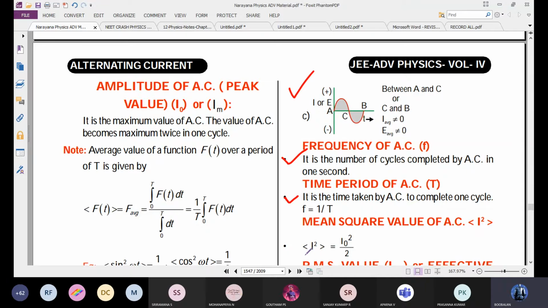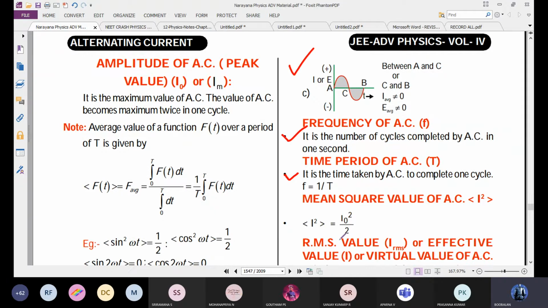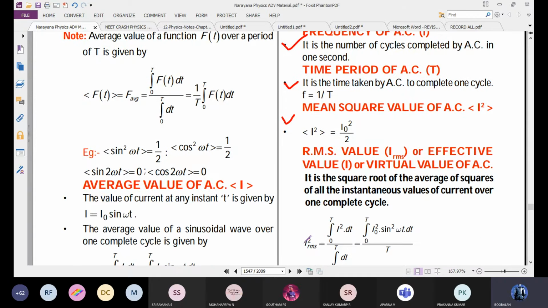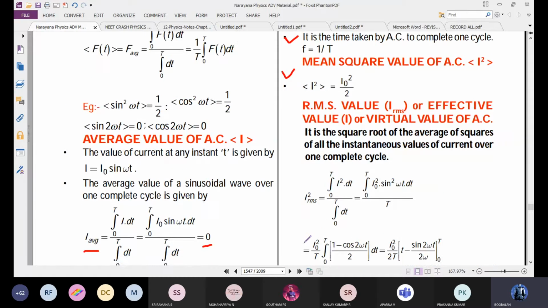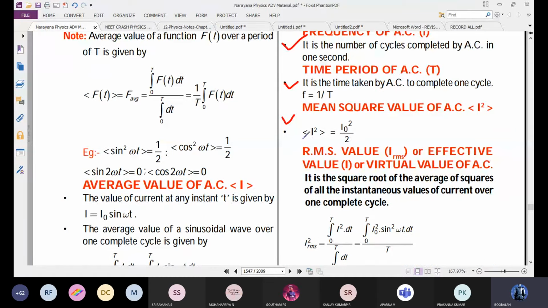This symbol means mean square value. So the mean square value is equal to I naught square divided by 2. We discussed that one in the morning. So I square average equals I naught square by 2.